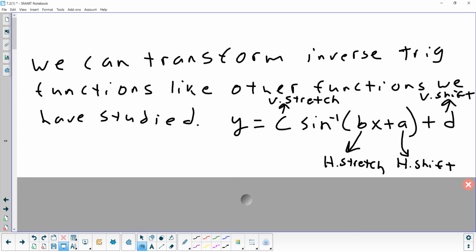Does your domain have to do with how far your graph goes horizontally or how far your graph goes vertically? Which one is domain? Yep. Horizontal. What are the two letters there that affect your graph horizontally? Jake? A and B. So if you were trying to find the new domain and you've done a transformation, domain is only affected by A and B. If you want to find the new range, all you have to focus on is C and D, because range is vertical, and C and D are the verticals.